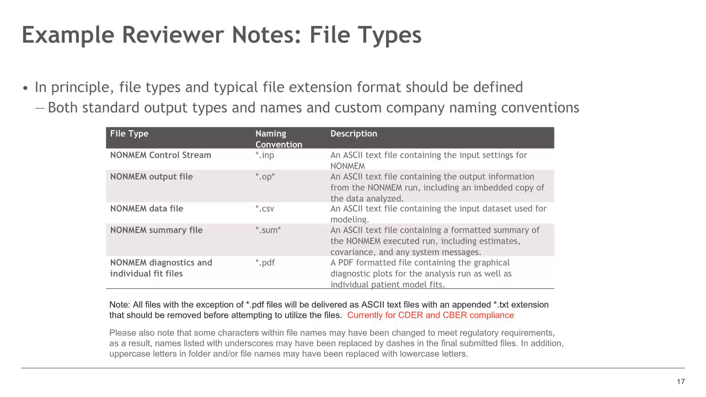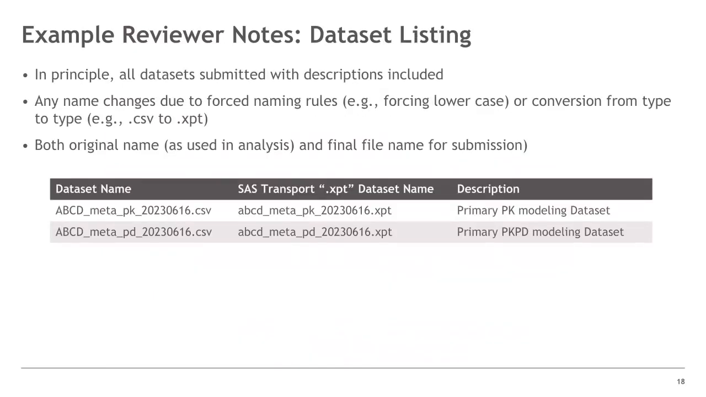So this is kind of a table that we present right up front and first within our reviewer guide that gives a high-level definition. When you see this extension, this is what type of file you're getting and why we're including it. Similarly, I like to include a table that shows data sets. So here's the original data set name.